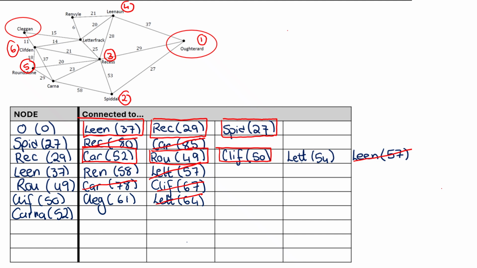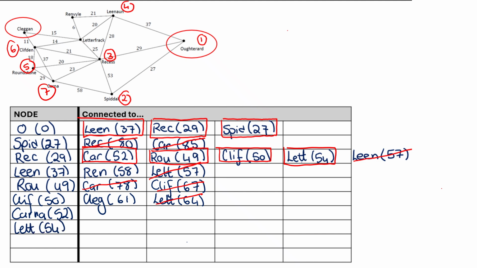And that will be node 7. Now, that is an interesting note because there's nothing that it's connected to that isn't already locked in. So there's nothing we can do for that one at all. So our next smallest is going to be Cleggan, which is 54.